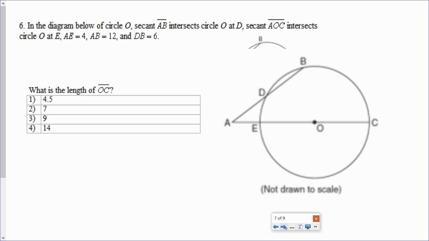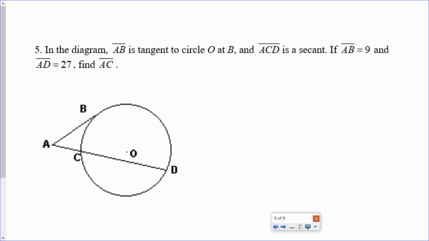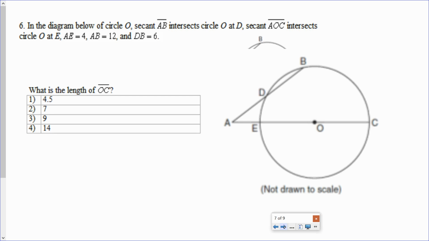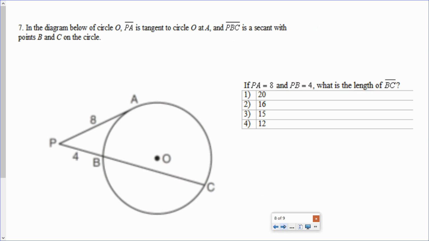Let's try something. Not right here. That's okay. Let's try number 7. That's kind of as hard as it'll get. Actually, number 8 is as hard as it'll get. Let's try 7 and 8, and then I'm going to let you do the rest on your own. It says that PA is 8, PB is 4. It's asking for the length of BC.